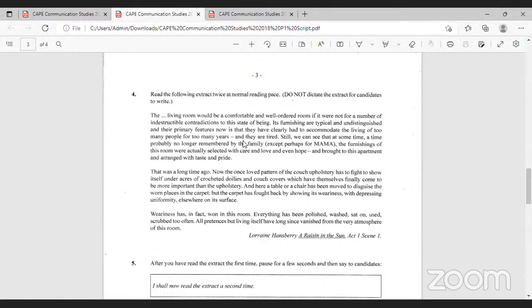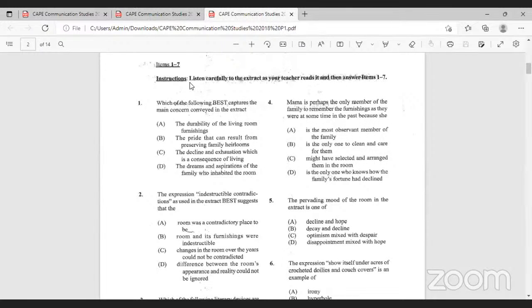Now the once loved pattern of the couch upholstery has to fight to show itself under the acres of crocheted doilies and couch covers, which have themselves finally come to be more important than the upholstery. And here a table or chair has been moved to disguise the worn places in the carpet. But the carpet has fought back by showing its weariness with depressing uniformity elsewhere on its surface. Weariness has in fact won in this room. Everything has been polished, washed, sat on, used, scrubbed too often. All pretenses but living itself have long since vanished from the very atmosphere of this room. Right? So we move on to the questions now.